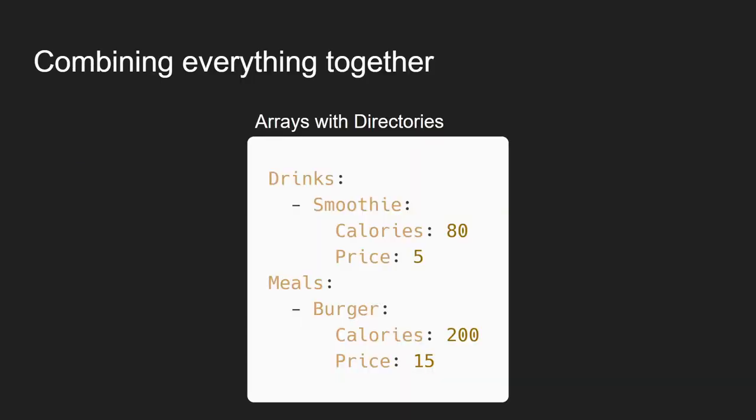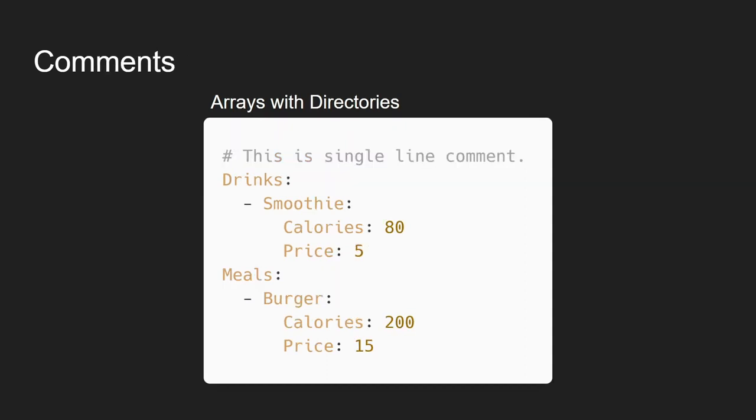Now let's combine arrays and dictionaries. So you can see here I have an array of drinks where I have a smoothie in that array, which has 2 properties or a dictionary under it, where I have calories and price. And the same for meals. I have a burger in meals, and then I have calories and price. So if you come from JSON, this would be an array of drinks with a smoothie with 2 properties called calorie and price. The last thing I want to talk about is comments.